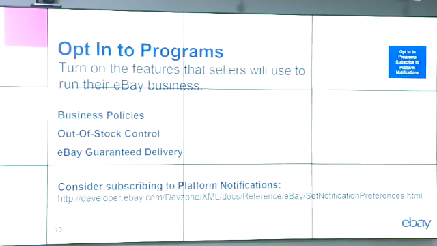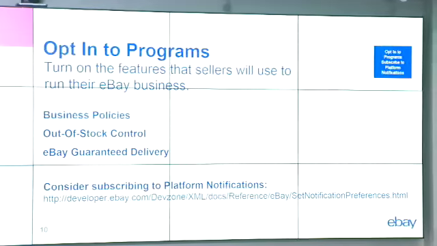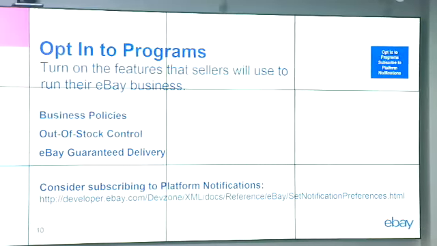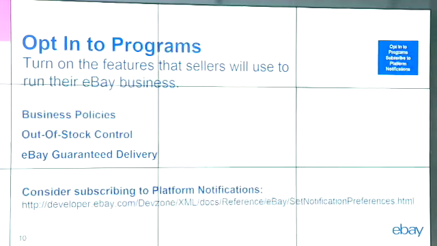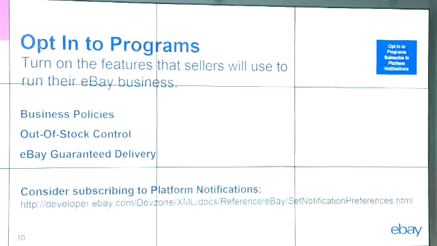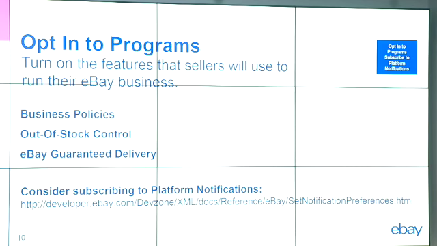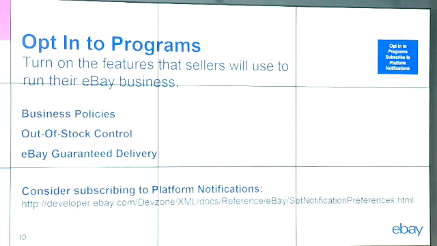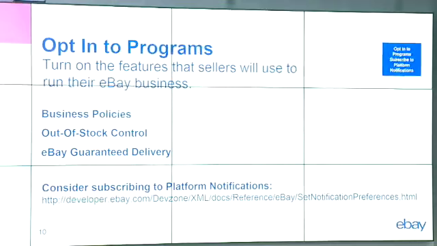All right, so the next step in our mock flow here is opting into programs. So again, via the account API, we can opt into business policies, out-of-stock control, eBay guaranteed delivery. So business policies, for those who don't know, are defaults that you can set across listings or subset of listings for payments, returns, and shipping. Opting into business policies and setting up business policies are a requirement for using the inventory API.